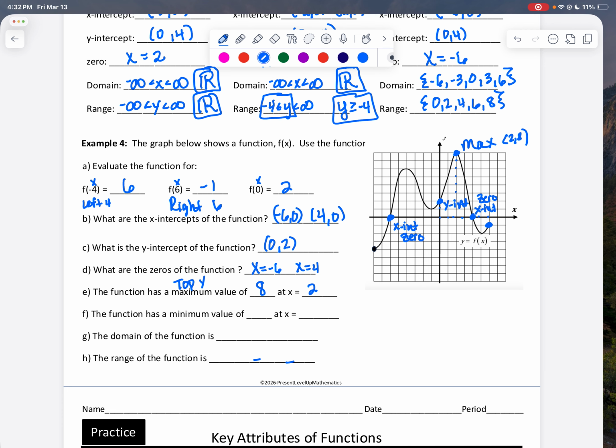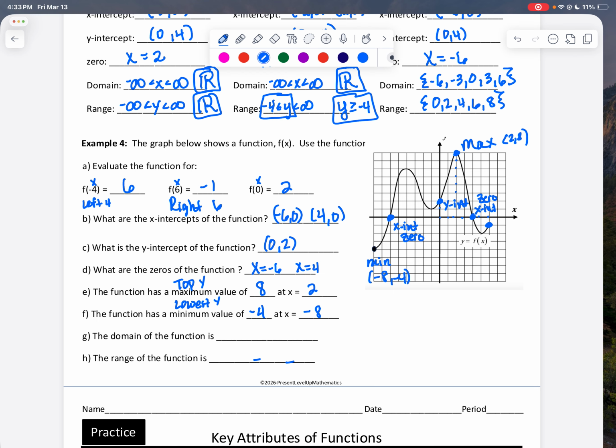Now the minimum of the function is the lowest y. So that occurs right here. And that would be at the point negative 8, negative 4. So our lowest y value is negative 4, and that occurs when x is negative 8.